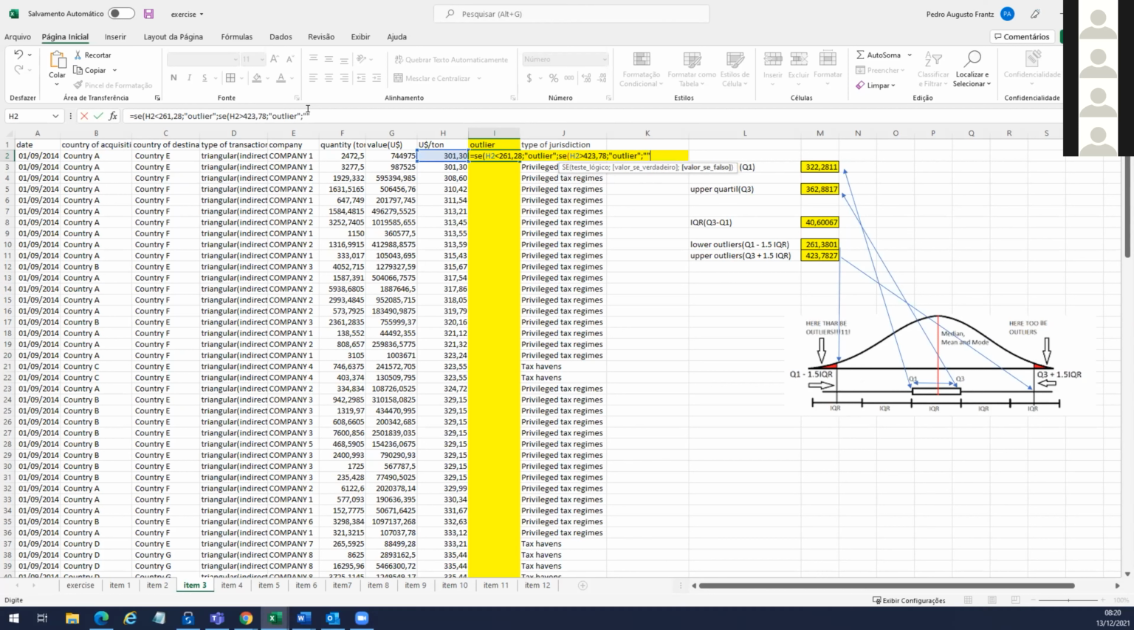Let's replicate this formula to our database. Let's see. Look at that. One outlier here. One here. Let's check.